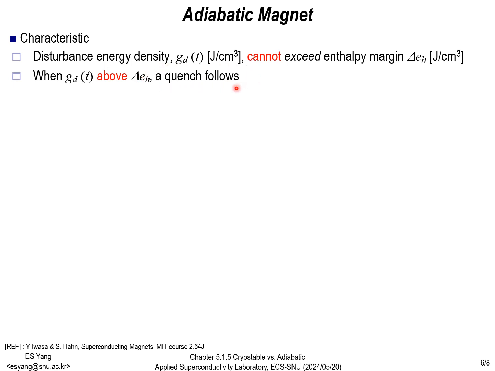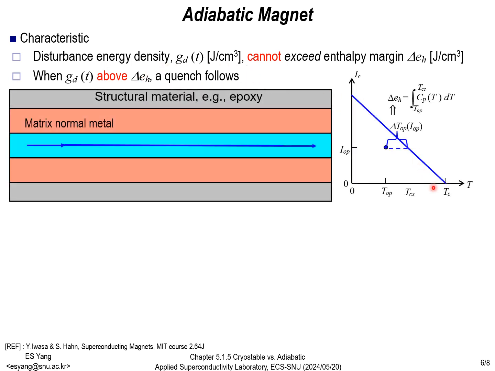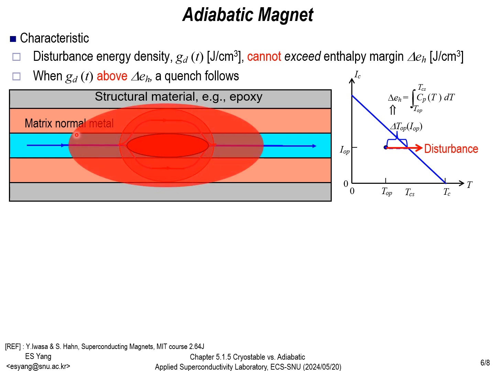As depicted in the graph on the right, when a disturbance occurs, it surpasses critical thresholds, leading to the formation of normal zones. Consequently, as shown in the left diagram, heat is generated. However, in this case, the heat cannot dissipate immediately, causing it to accumulate progressively. Eventually, this leads to a quench event.